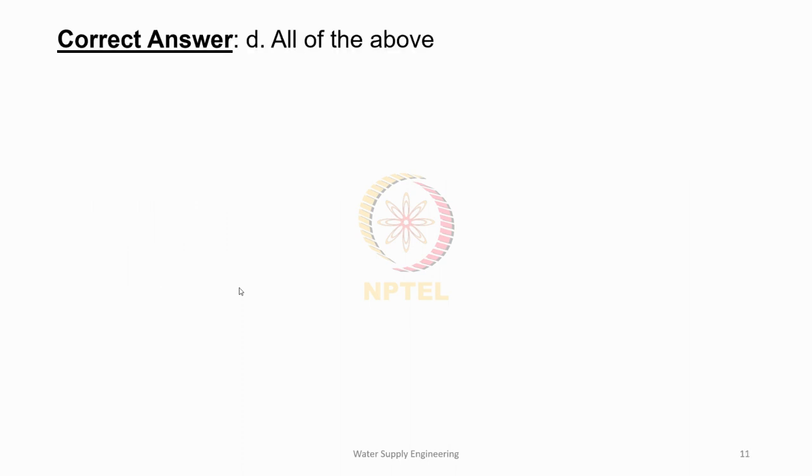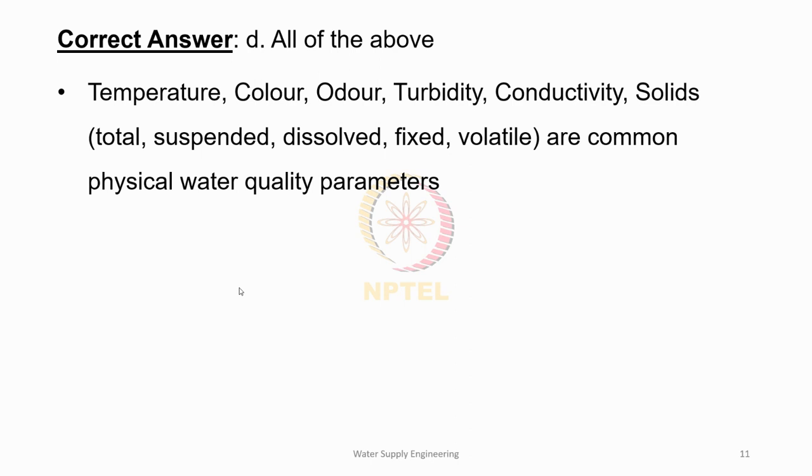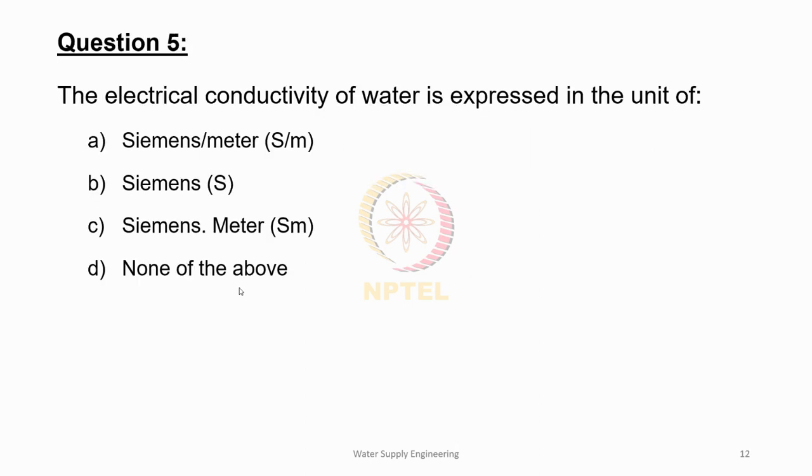Yes, it is option D, all of the above. Temperature, color, odor, turbidity, conductivity, total solids, suspended solids, dissolved solids, fixed solids, volatile solids, all these are common physical water quality parameters. All right.